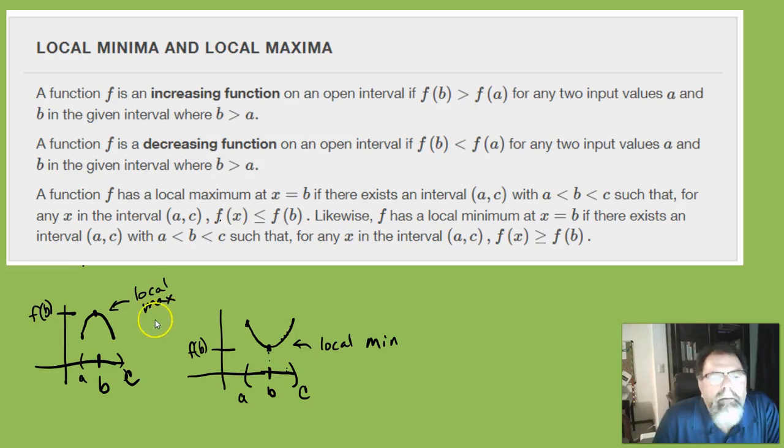Remember, the local max is the y value, and it occurs at x equals b. So the x coordinate is where it occurs, and the y value is the local max or the local min, whichever case we're talking about.